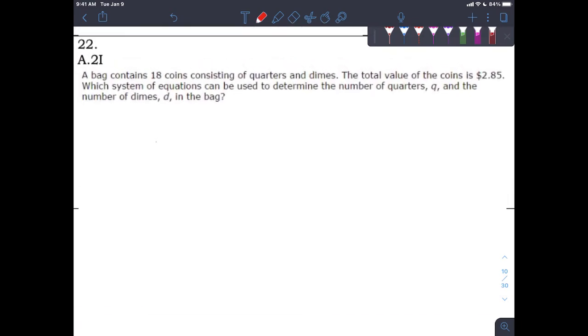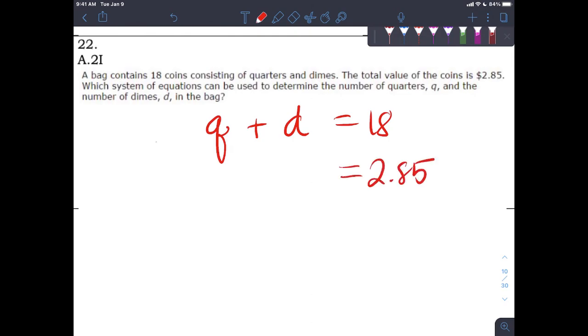All right, so again, this is going to be a system of equations. Anytime x plus y equals total number of things, and whenever money is involved, money times item 1 plus money times item 2 equals total money. Okay? So, a bag contains 18 coins consisting of quarters and dimes, and there's a total of 18. The total value of the coins is $2.85. So, quarters are 25 cents, dimes are 10 cents.